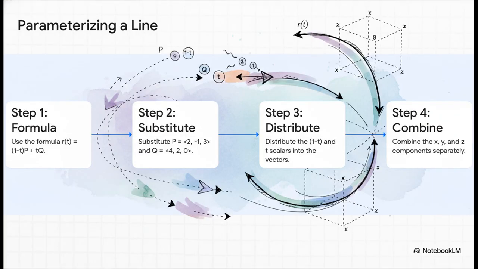Okay, so we're going to start by plugging our points P and Q right into the formula. From here on out, it's just some careful algebra. We'll distribute the 1 minus t into each part of P, and we'll distribute the t into each part of Q. The very last step is just to clean it all up. Combine the x parts together, combine the y parts, and then the z parts. This gives us that single, clean vector function we were looking for.